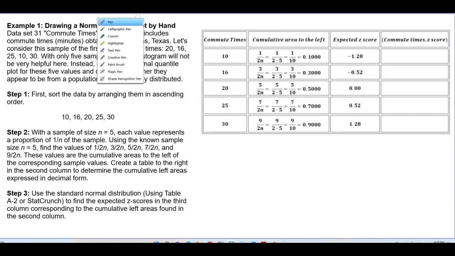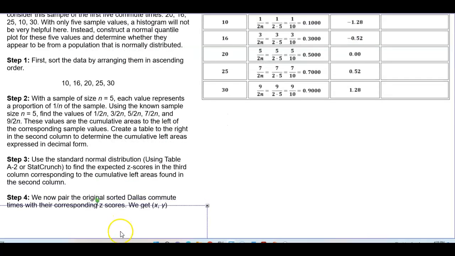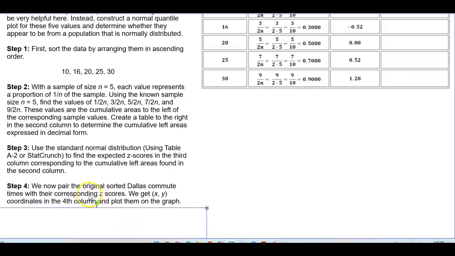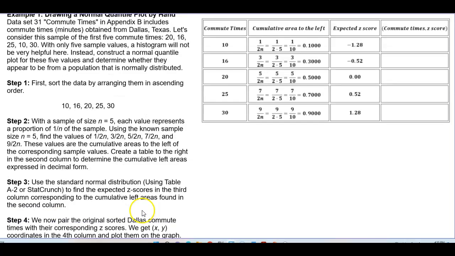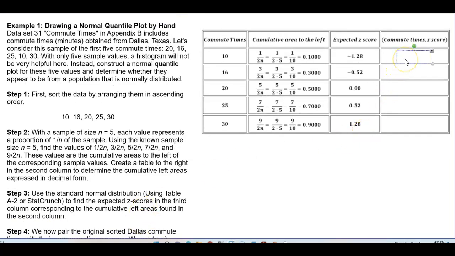Now the next thing that we want to do in the last column is create an ordered pair. In that ordered pair, we're going to pair the original sorted Dallas commute times with their corresponding z-scores. We're going to get x and y coordinates in the fourth column and plot them on the graph. So let's take a look here. We have our value of 10, which is the first part of our ordered pair, which is x, and then the z-score represents the y value.